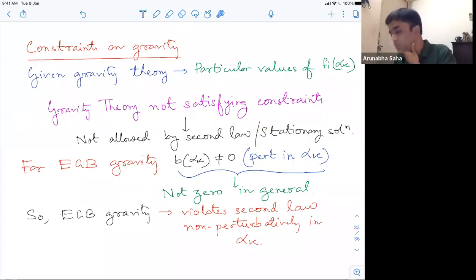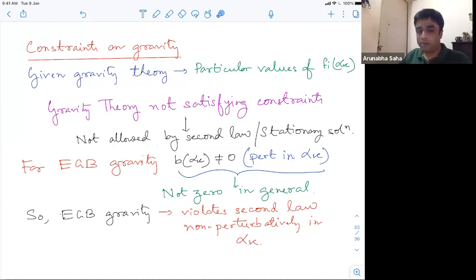and the existence of a stationary solution is a strong enough constraint to impose. Then from the EGB Einstein-Gauss-Bonnet computation that I'm saying, we find that B of alpha k is not equal to 0, at least perturbatively in alpha k. It is non-zero even perturbatively in alpha k, so it is definitely not 0 in general. I have not done the full computation, but if something is not 0 in the alpha k goes to 0 limit, definitely it's not 0 in general. So EGB gravity, when you consider alpha k to be a non-perturbative parameter, definitely violates the second law.